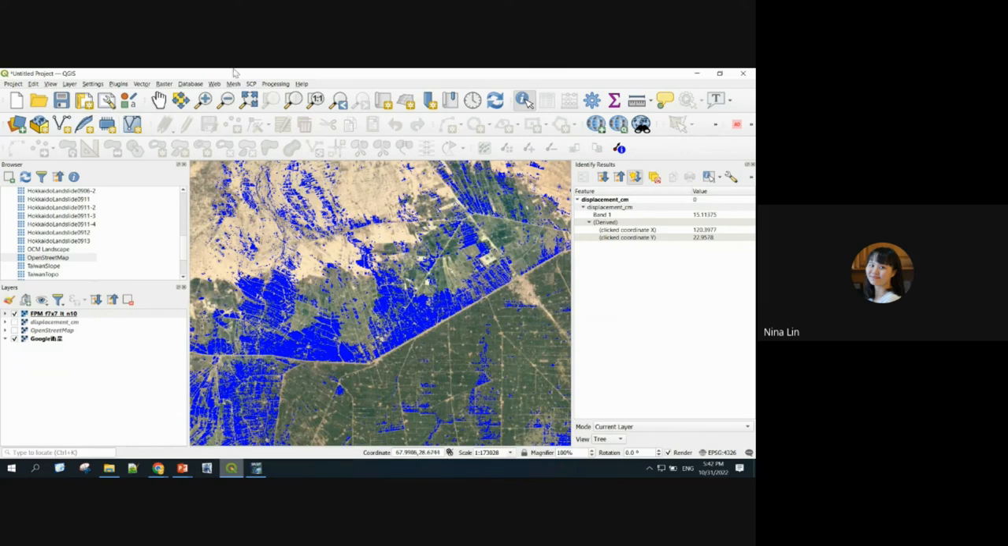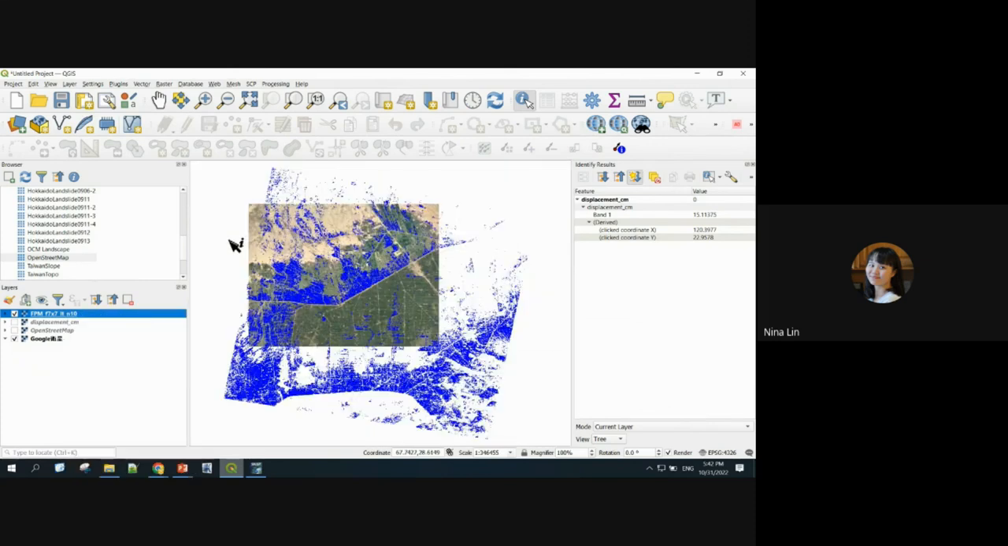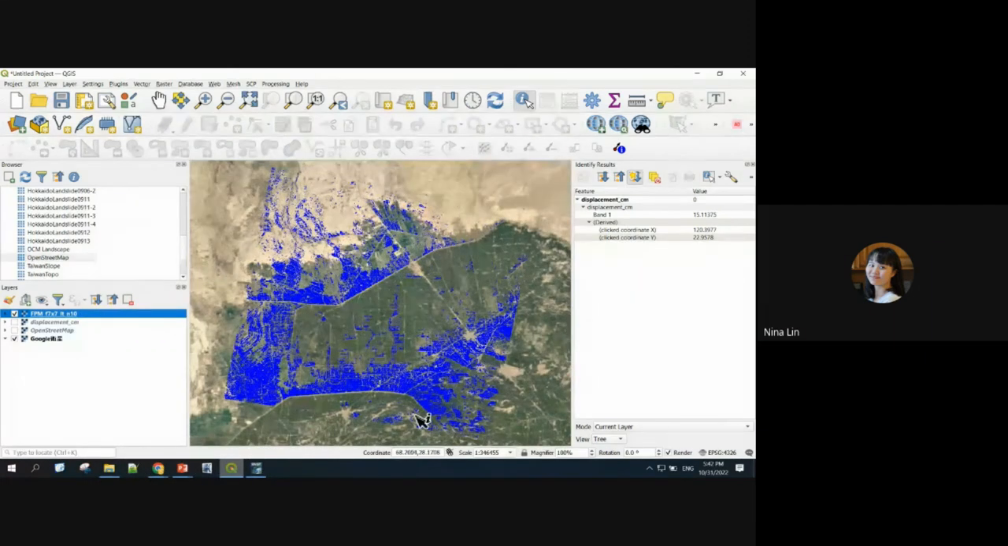Of course, one way is there's a raster calculator right here. You can do some kind of raster calculation using this tool. But today what I'm talking about is to calculate the total flood area in this map. Okay, zoom to layer. So I want to know inside this region, how much is flooded? What is the area that's flooded?